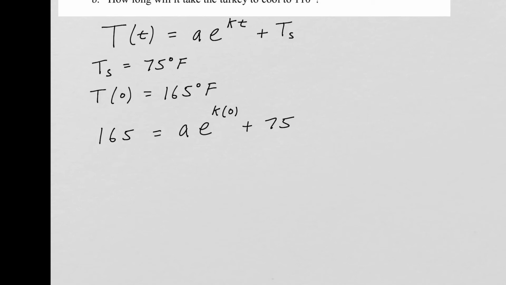Okay, why does this help? Because remember, first of all, what's K times 0? K times 0 is 0. And then what is E to the 0? Well, anything to the 0 power is equal to 1, right? So this is just saying 165 is equal to A plus 75.